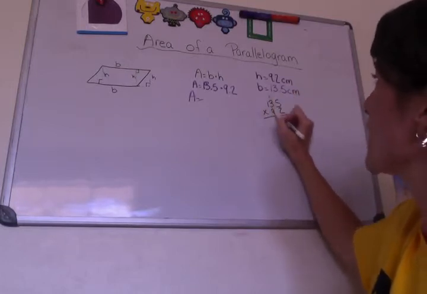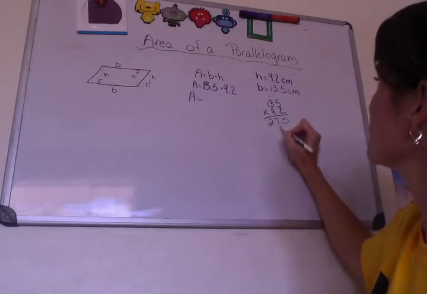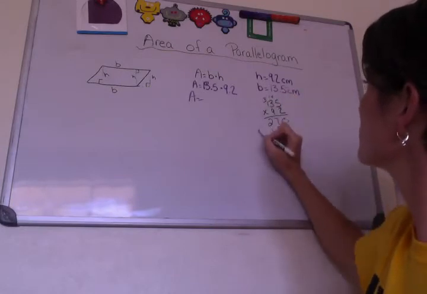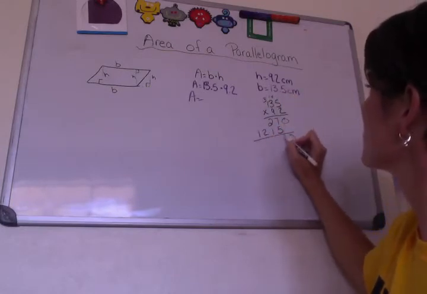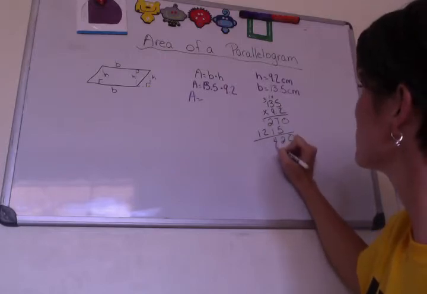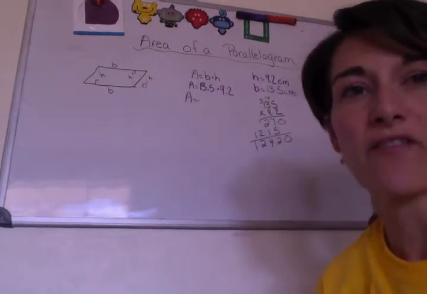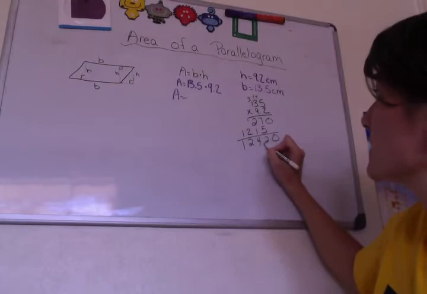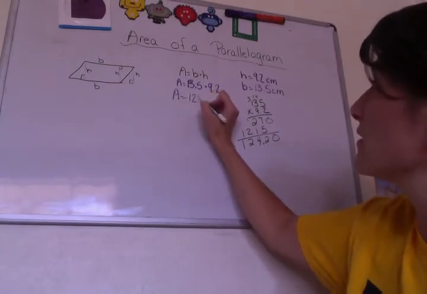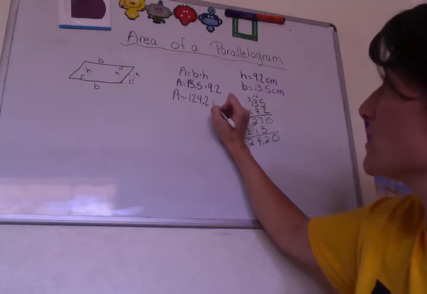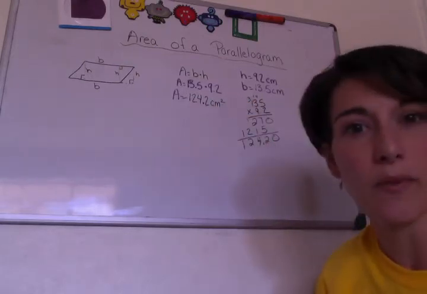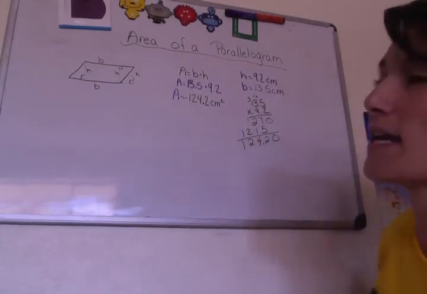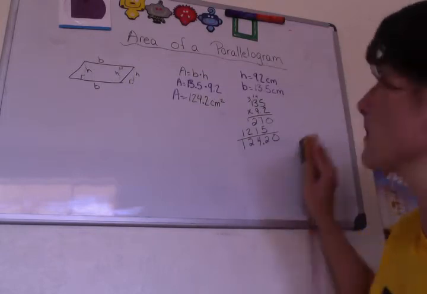So I go ahead and multiply. And so there I have my math. Hopefully you can see it. I'm going to move over my decimal 2 spots because there's 2 numbers to the right. And so I would find out the area would be 124.2 centimeters squared. Remember, we're always going to square those centimeters. Let me just quickly erase that, and then let's try another parallelogram where they've given you the area.